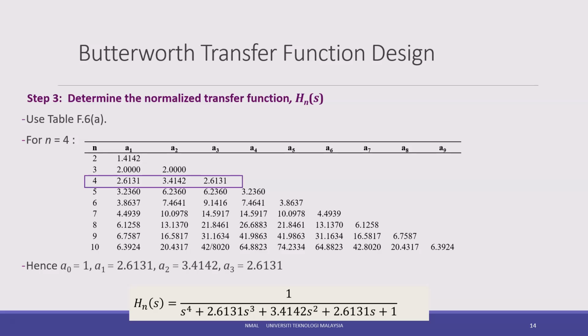Okay, and then this is the easiest part, because you have determined n, and n is equal to 4. You have also found out the omega C, which is the cutoff frequency. So now from table F6A, you just refer to table F6A, go to n equal to 4, and take out the values of A1, A2, and A3. A0 here is equal to 1, A1 is 2.6131, A2 is 3.4142, and A3 here is 2.6131.